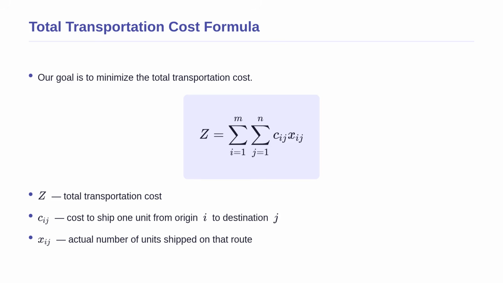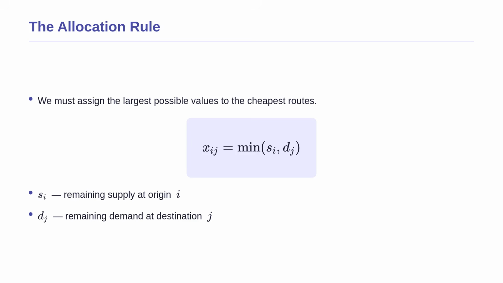Our ultimate objective is to minimize the total transportation cost, which we call Z. This formula calculates Z by multiplying the number of items shipped on each route by the cost of that route and adding them all together. Here, M is the total number of origins and N is the total number of destinations. The variable C sub ij represents the cost to ship one unit, and X sub ij is the actual number of units we decide to ship. As we allocate more units to expensive routes, the total cost increases sharply. Since we want to keep the total cost low, we must assign the largest possible values to the cheapest routes.